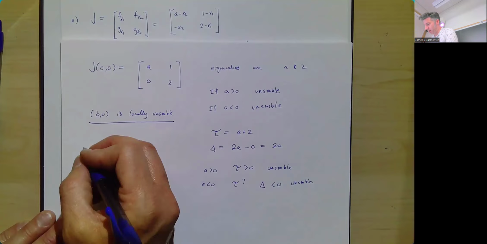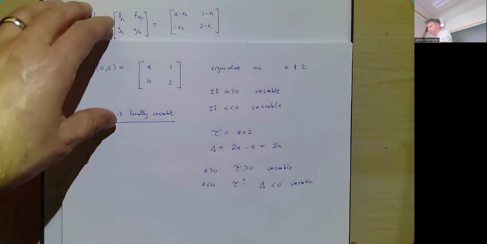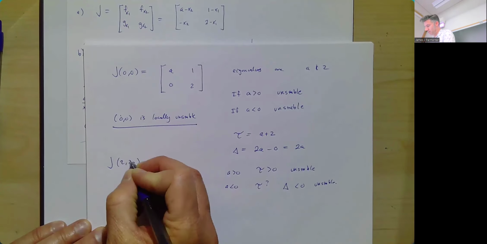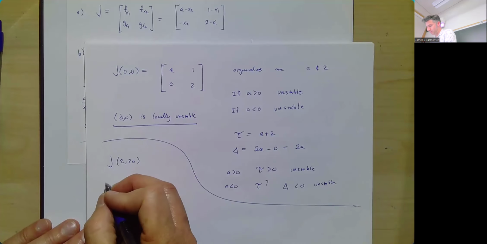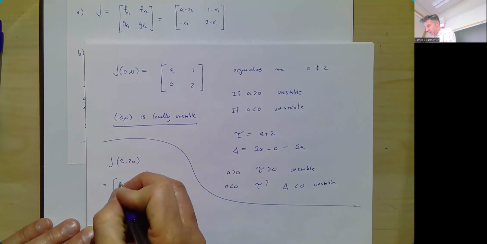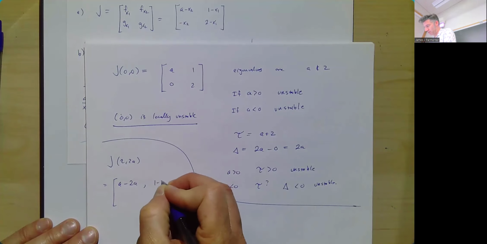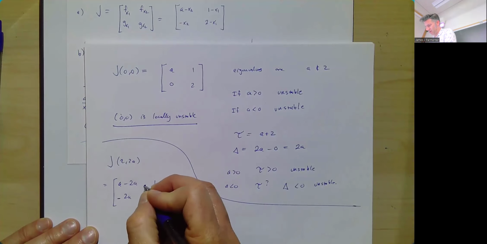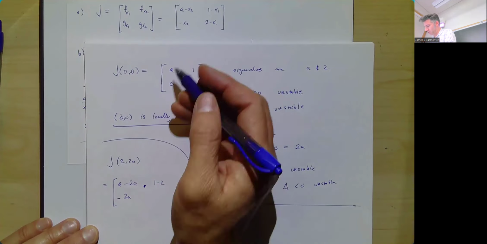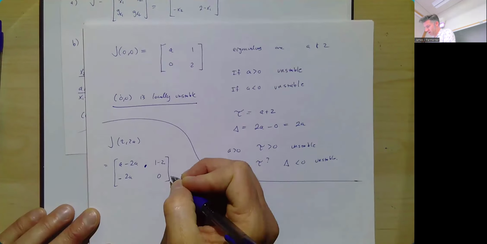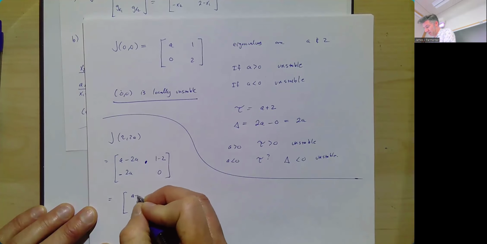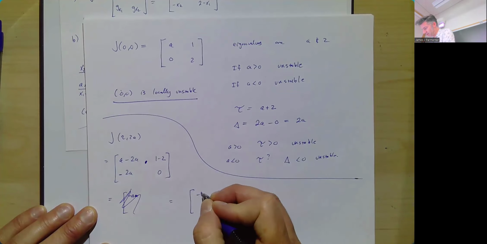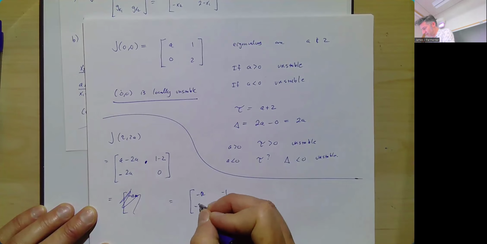Okay, let's look at the last one real quick here. Again, if you need to go, that's totally fine. The other one was 2, 2a. So J of 2, 2a. Plugging that in, we're going to get a minus 2a, 1 minus 2, negative 2a. And sorry, no comma there. Don't write commas in your matrix. And then 2 minus 2. So here we're getting the matrix: negative a, negative 1, negative 2a, 0.